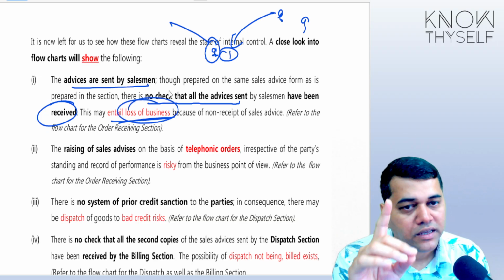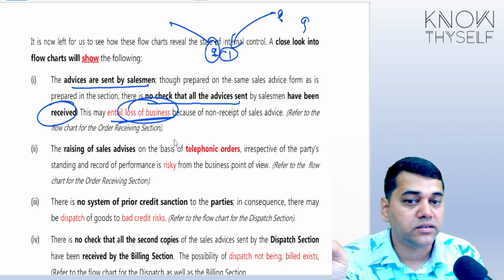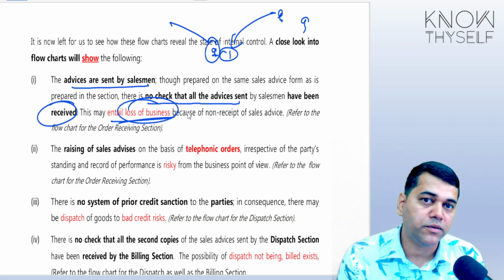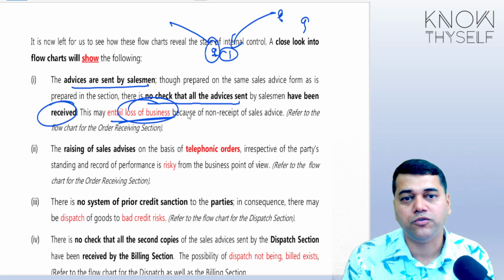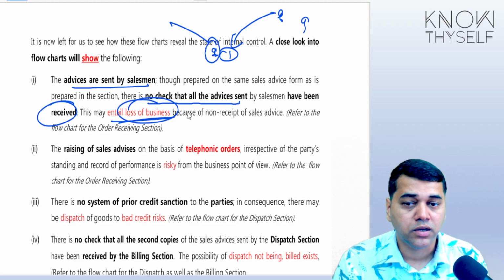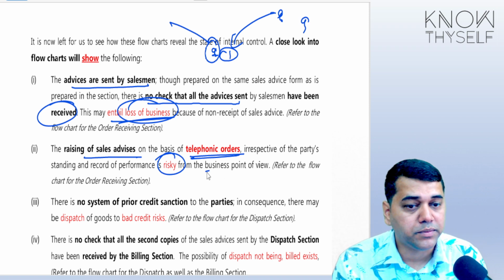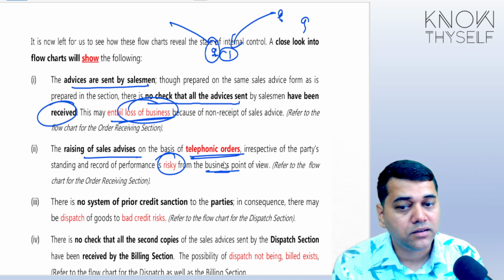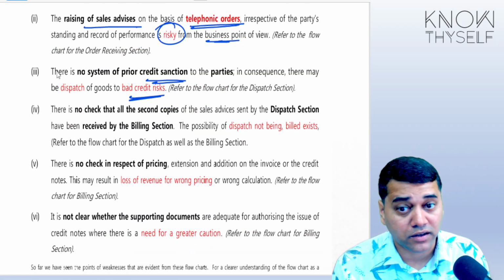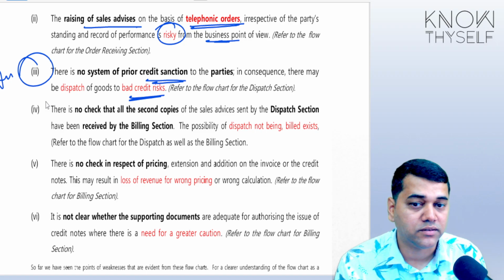Now you tell me, is the auditor concerned with this? He is not concerned. But an internal auditor may be concerned. That's why when we evaluate the flowchart, we may have to evaluate from different perspectives: the cash perspective, the risk perspective, the fraud perspective, the assertion perspective. Now, raising of the sales order by telephonic orders is risky from the business point of view, because tomorrow they may cancel. There is no system of credit sanction, so there can be bad debts. This is a particular thing the auditor may be interested in, because you have to make a provision for bad debts.